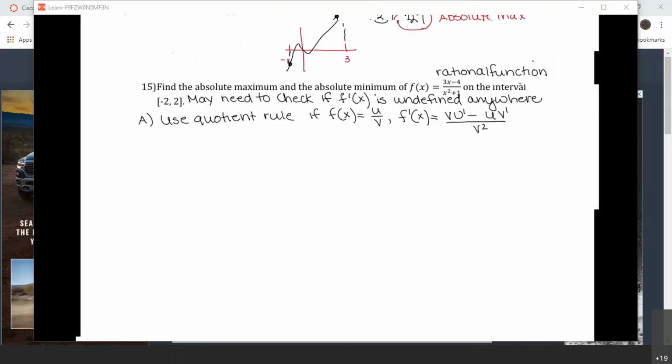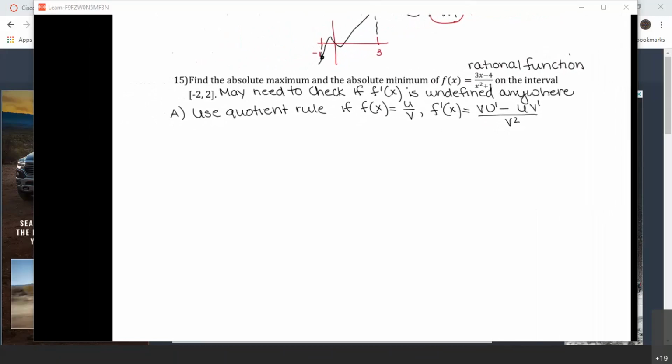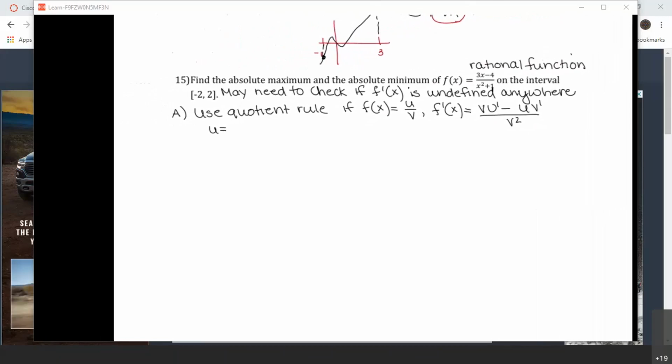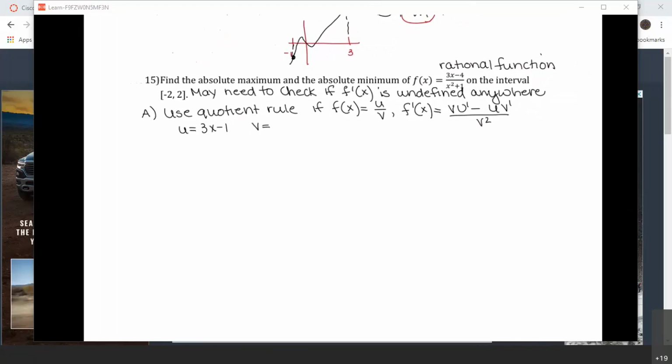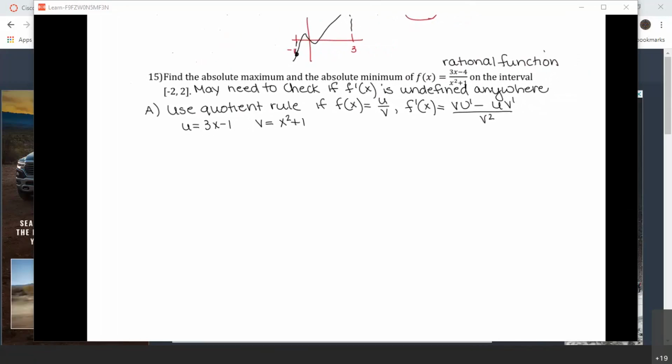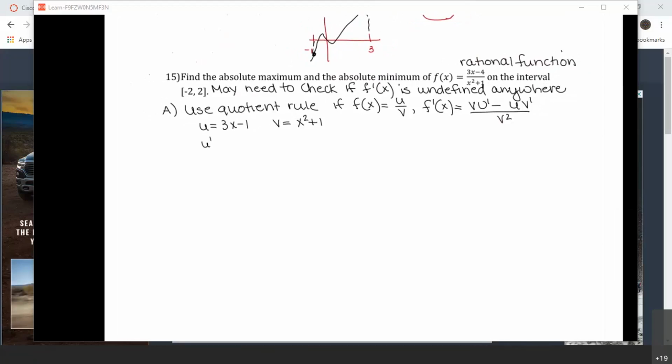Okay, so there's my quotient rule, right? And then I have u is my numerator function, which is 3x minus 4. And v is my denominator function, which is x squared plus 1. Okay, these aren't strange, they're both polynomials, okay, and there are no compositions. So taking the derivatives is pretty straightforward. This is going to just give me a 3. Okay, bring down the 1 that's the exponent, multiply by the 3. The exponent becomes a 0, x disappears. Okay, this is going to give me 2x.